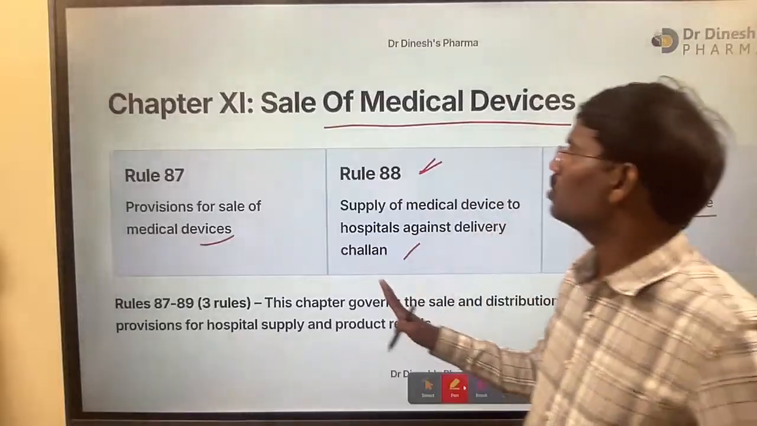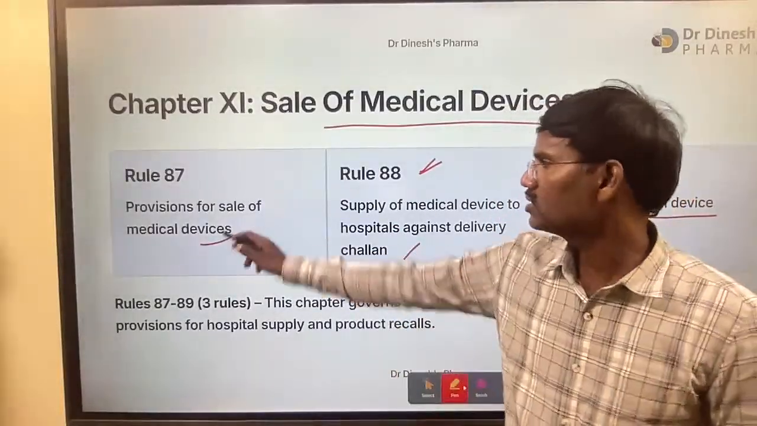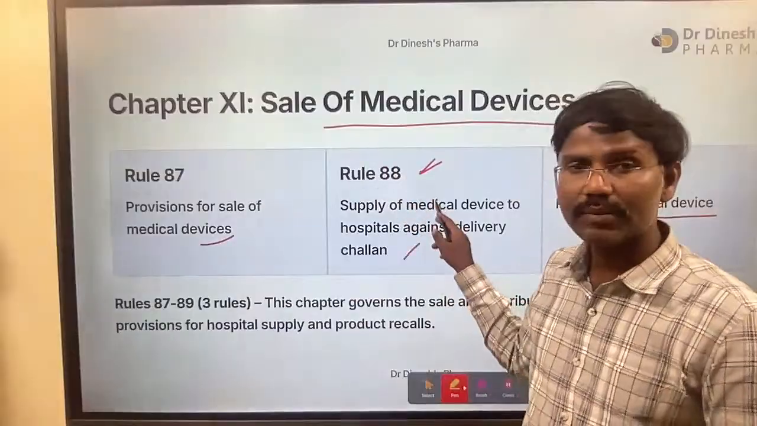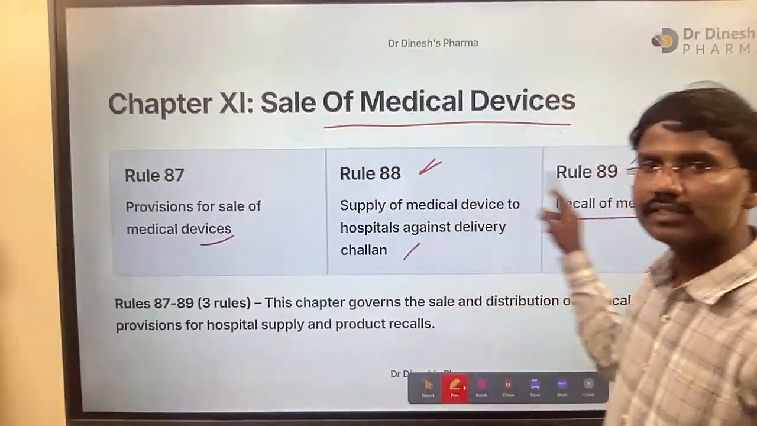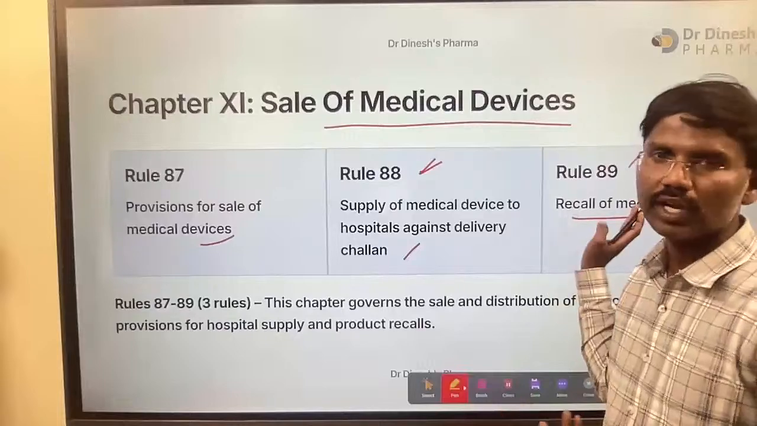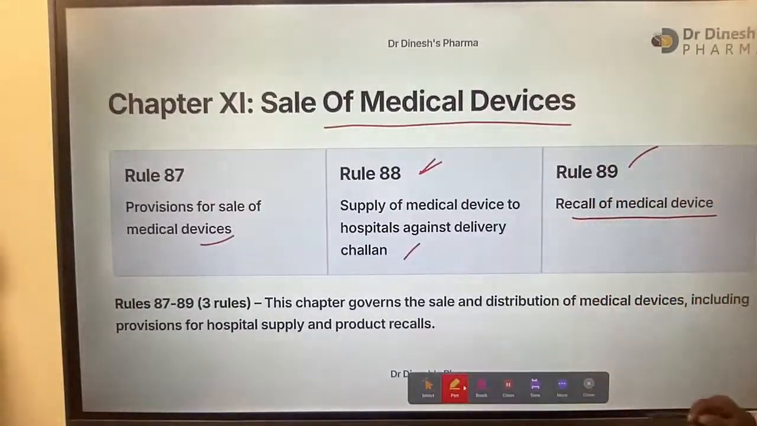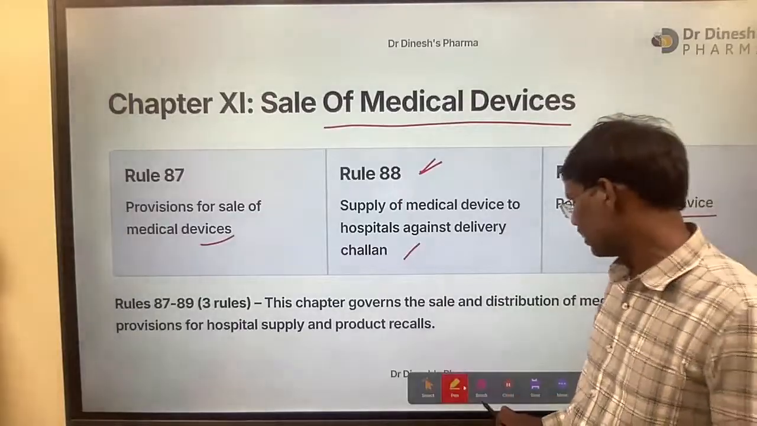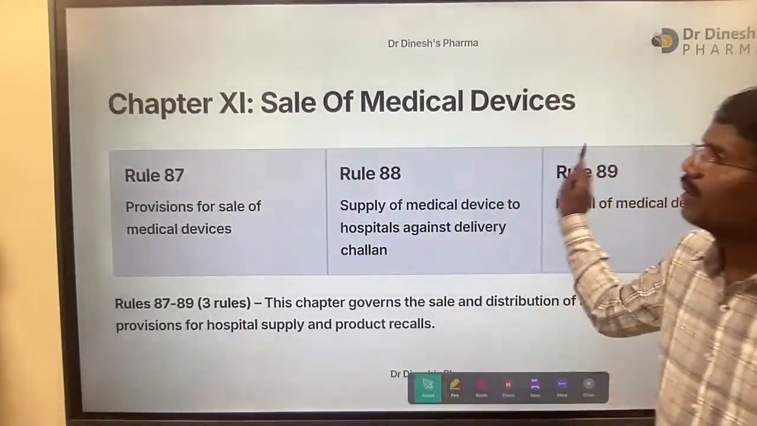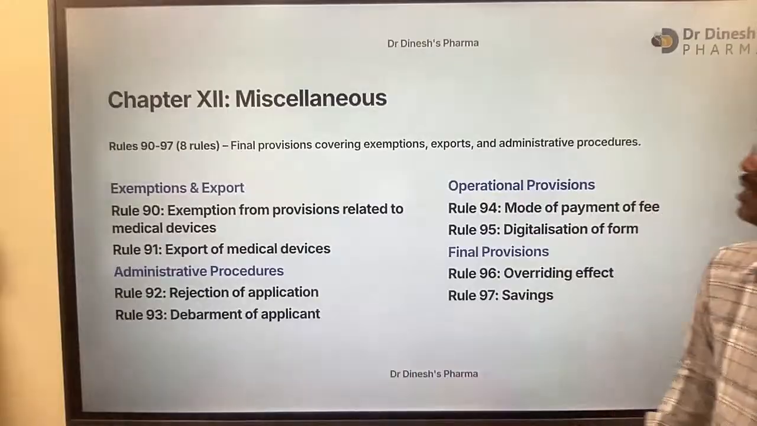So these three rules talk about sales of medical device, how we can sell. This is normal sale of medical device. This is the emergency sale of medical device. And this is if something goes wrong after selling, you can recall. The manufacturer can recall. So this is how you remember chapter 11. Then coming to chapter 12, the last chapter, it contains miscellaneous.